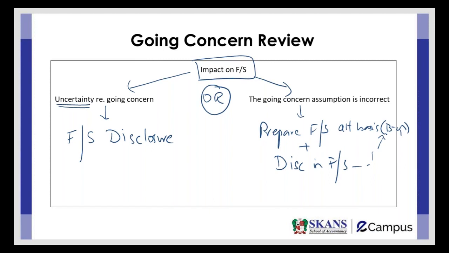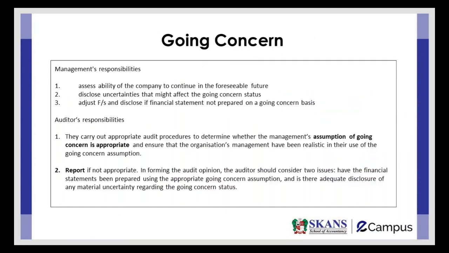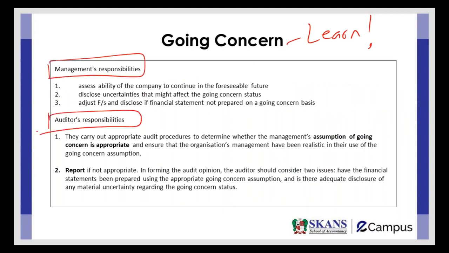So please remember, for going concern, there could be 2 types of impact. Slightly less problematic is only an uncertainty, because that's just a disclosure. More problematic is the fact that I know that the going concern assumption is wrong. So this is your assumed knowledge that you should automatically know from your earlier studies. There is some straightforward knowledge that you need to be aware of. Primarily, management's responsibilities and auditor's responsibilities.